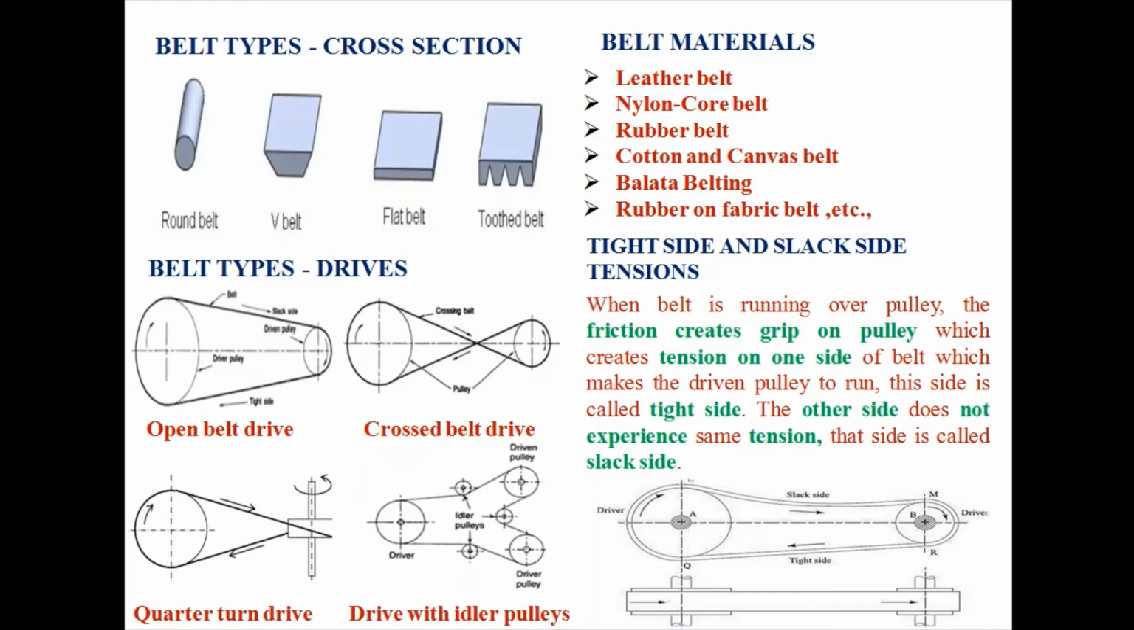So next one, belt material. So there are n number of belt materials: leather belt, nylon core belt, rubber belt, cotton and canvas belt, balata belts, and rubber on fabric belt. So next, belt tensions. There are two types of tensions in the belt drive: slack side tension and tight side tension. So see the diagram. It clearly explains in the diagram. One side of the belt is tight side, and the other side of the belt is slack side tension.